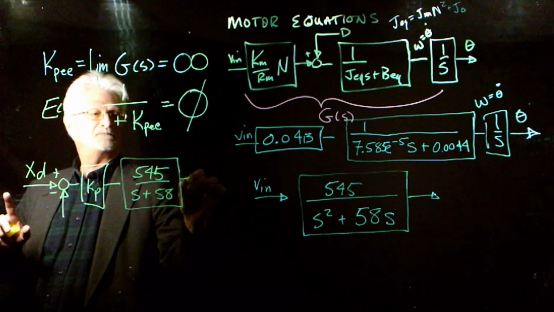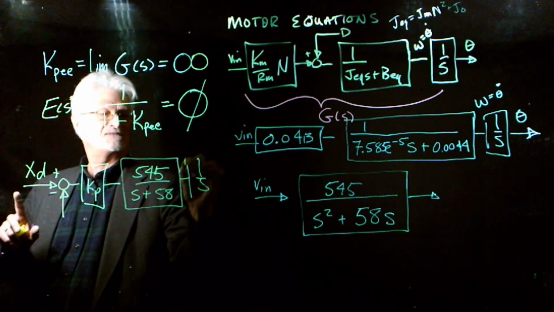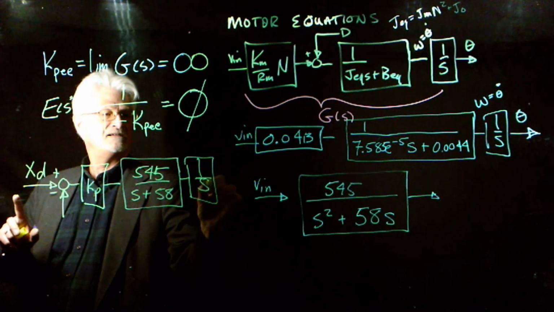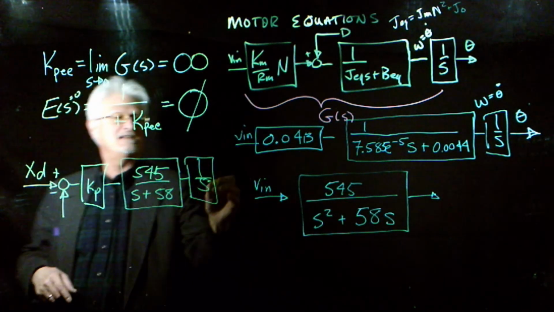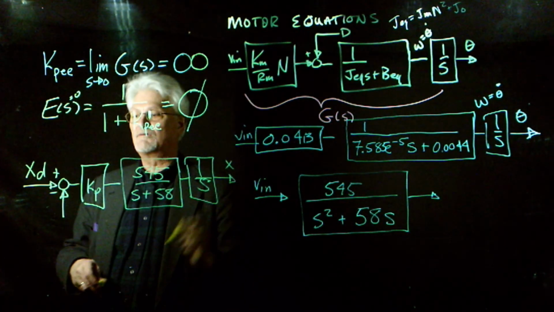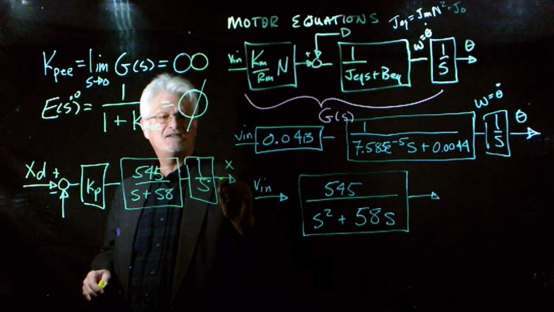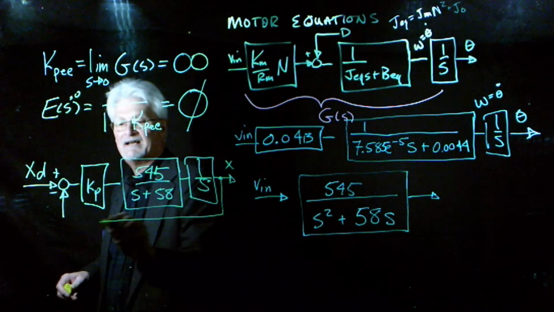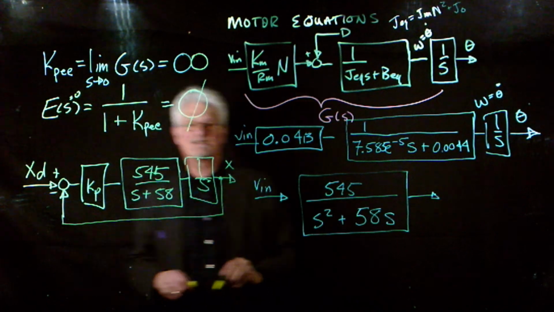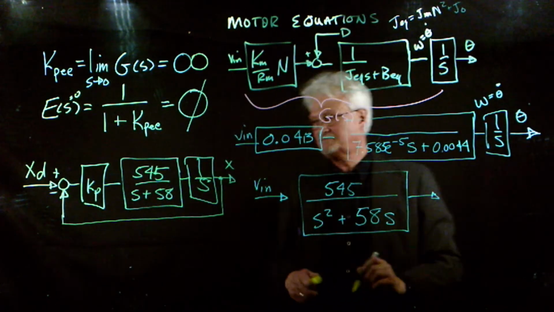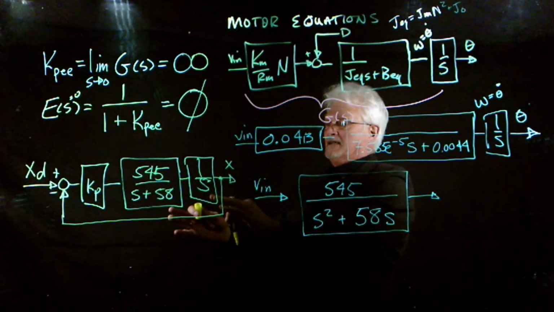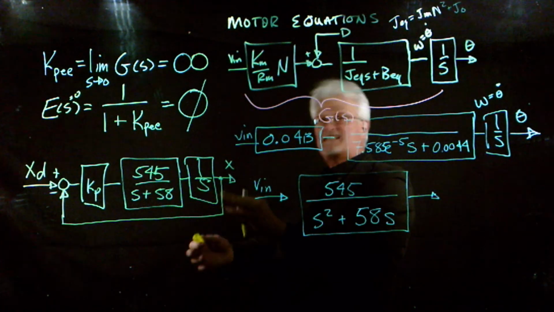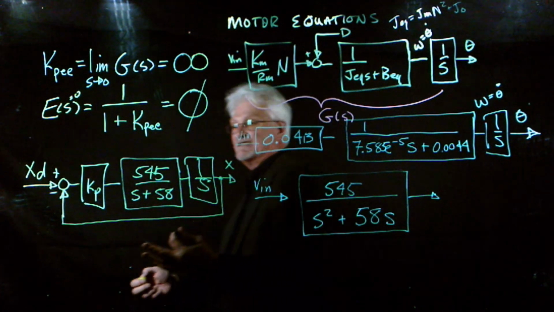I'm kind of breaking this up in a number of different ways for you. 1 over s, and then here is x. And what we're saying is, this is the unity feedback system that we're talking about here. And so let's design the controller for this. We know how to design a controller for this.